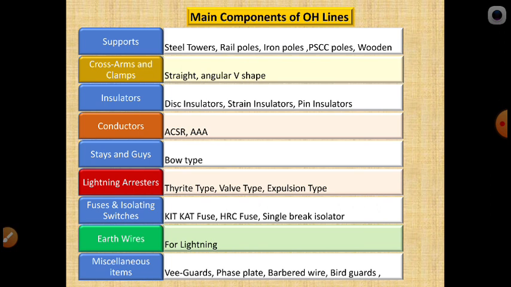So, there is an electrical short. Any other unauthorized person may climb the pole. To avoid that, we are using this barbed wiring. Next is bird guards. Bird guards is another thing.